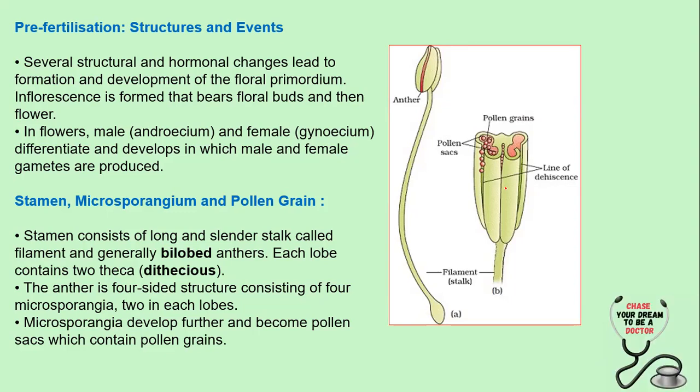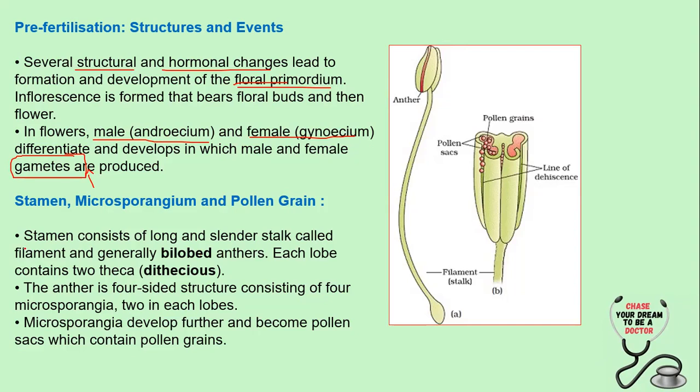So let's discuss. This is a very important line mentioned in the NCERT. Several structural and hormonal changes lead to the formation and development of a floral primordium. Inflorescence is formed that bears floral buds and then the flowers. Androecium is the male reproductive part and gynoecium is the female reproductive part, in which the respective types of gametes are formed. So that's an important statement.